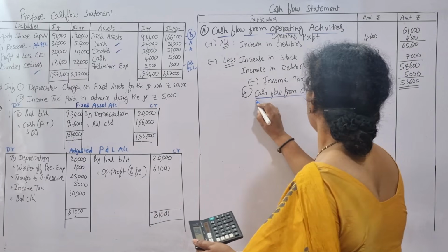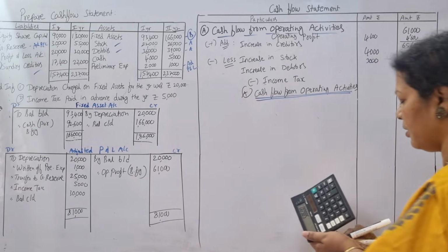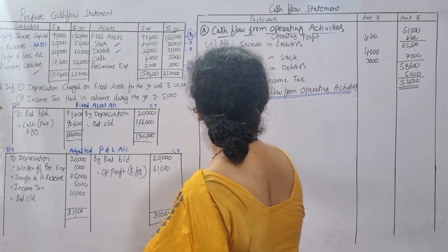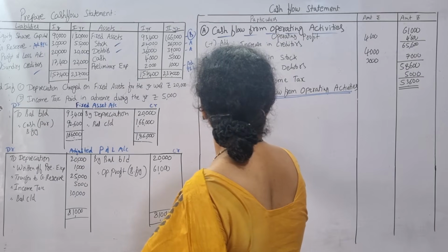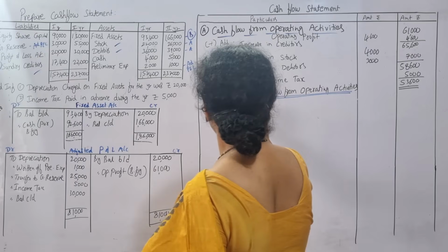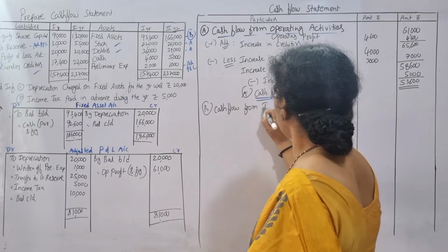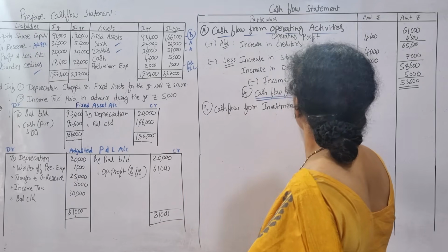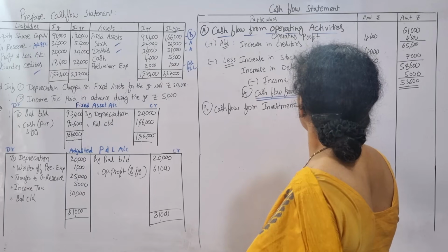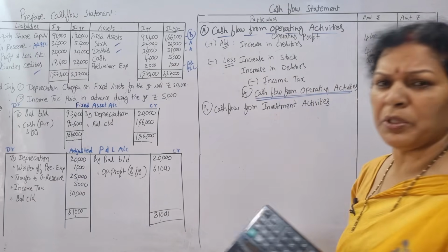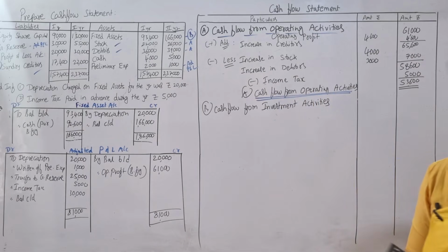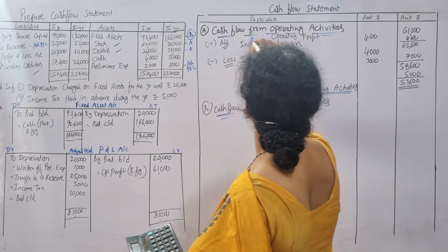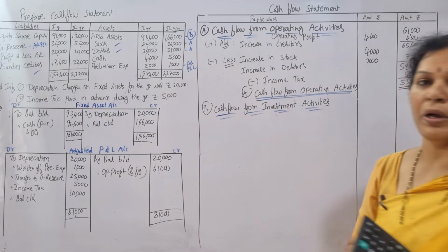A bit we got it. Now we'll focus on B bit. B bit is cash flow from investment first, then financing activities. Investment activities means only fixed assets, not anything else. So let's see fixed assets. Fixed assets we have only one.